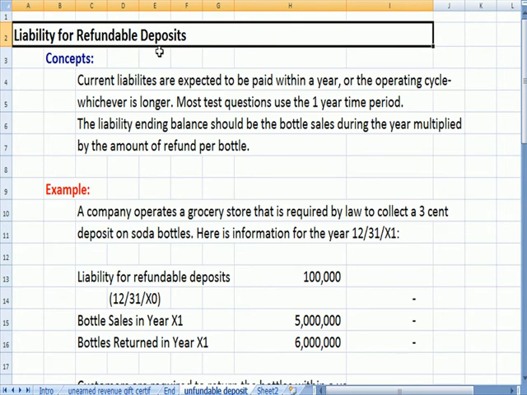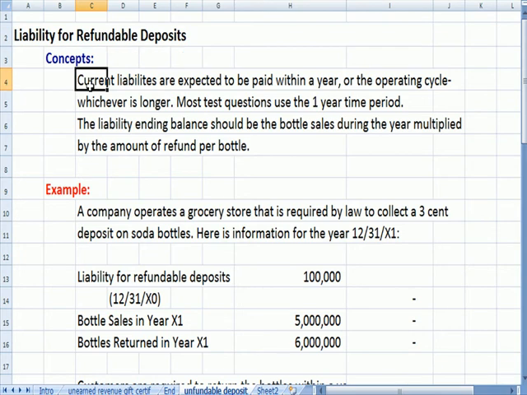The easiest example is probably less so than it used to be, but turning in soda bottles to get a refund. It's usually printed on the label of the soda bottle. And here's the deal. The first thing to talk about is current liabilities.